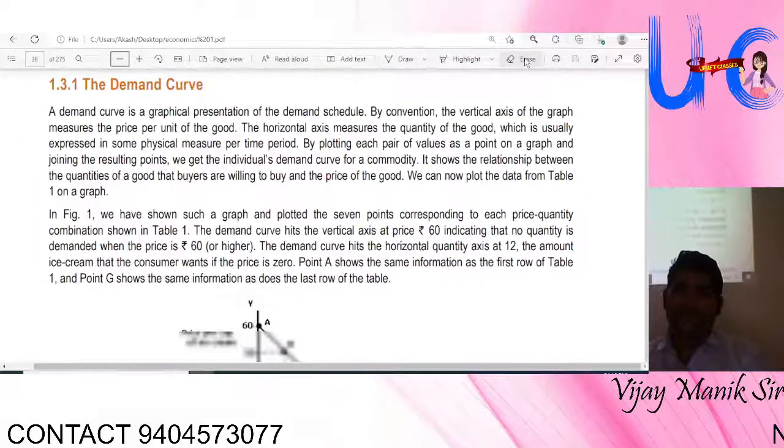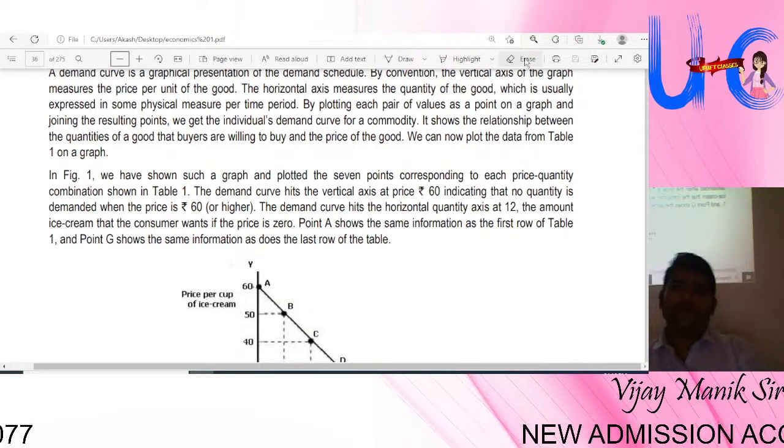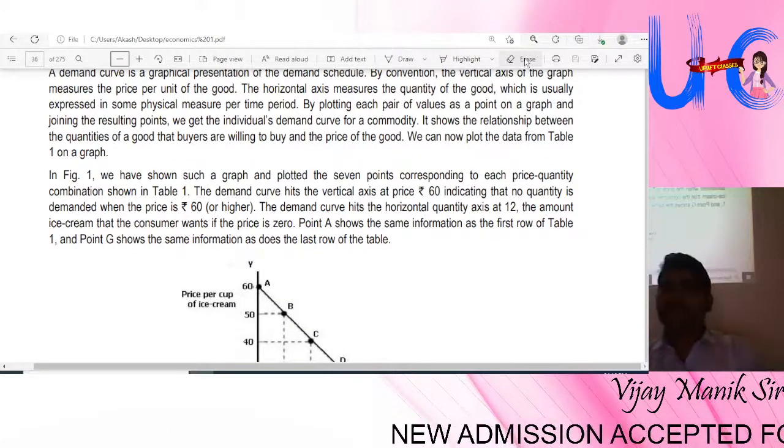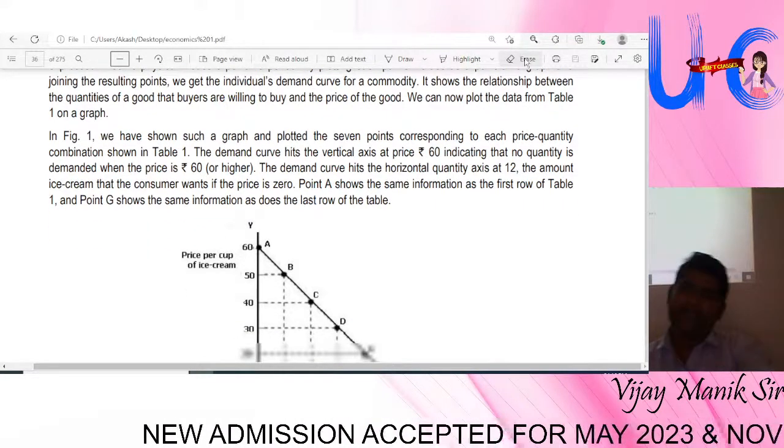The demand curve. Now what is the demand curve? The law, or we can say the schedule, is presented here in a graph. The same thing is presented here in a graph.